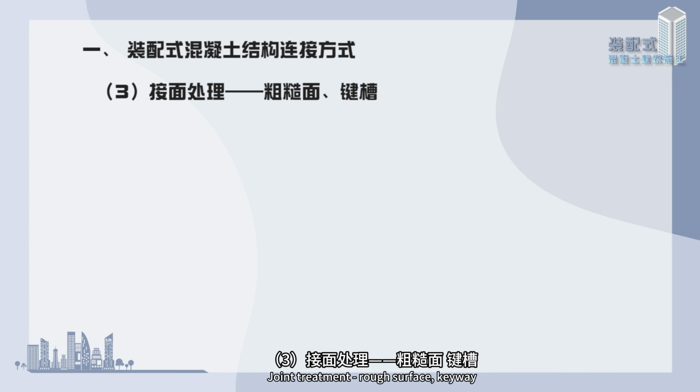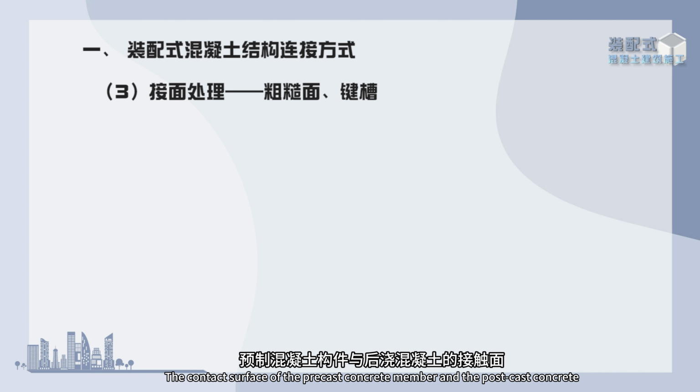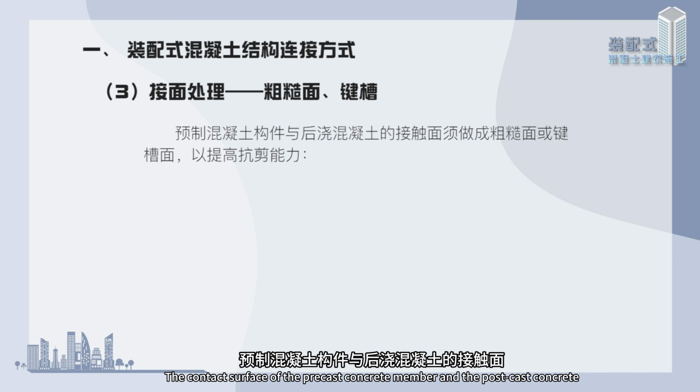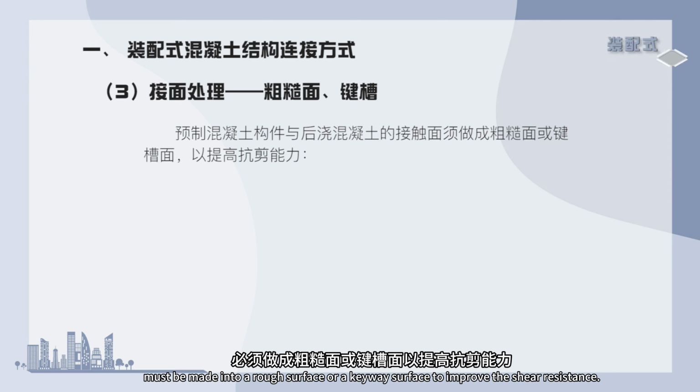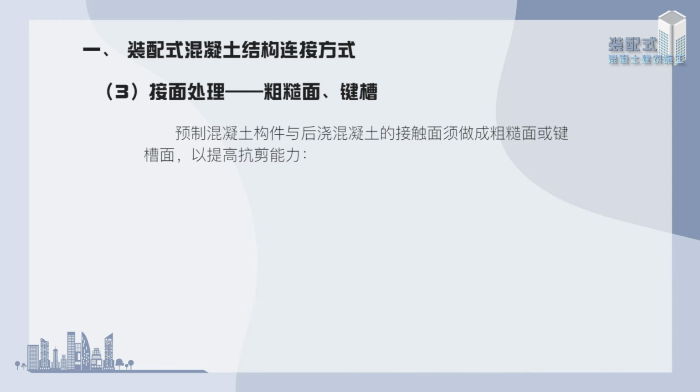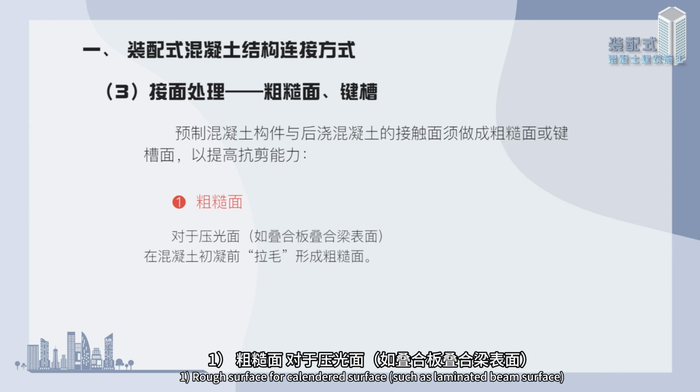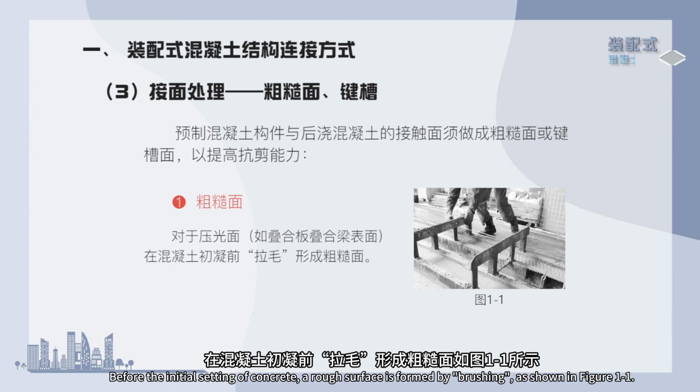Joint treatment, rough surface, keyway. The contact surface of the precast concrete member and the post-cast concrete must be made into a rough surface or a keyway surface to improve the shear resistance. 1. Rough surface, for calendered surfaces, such as the laminated beam surface. Before the initial setting of concrete, a rough surface is formed by brushing, as shown in Figure 1-1.